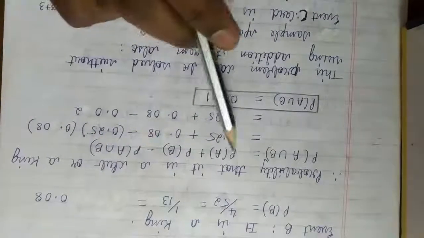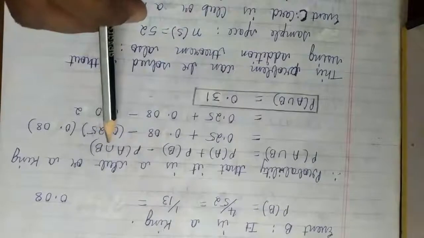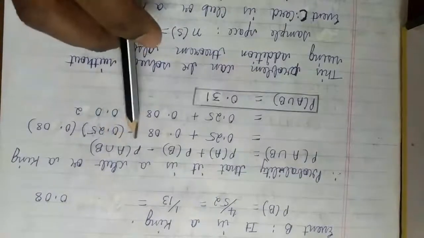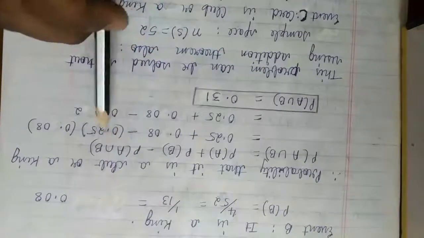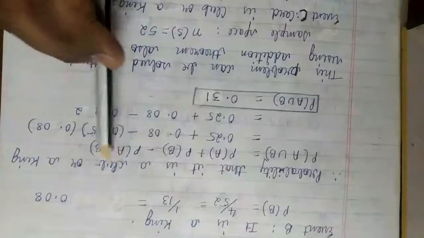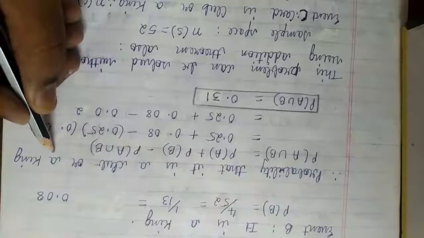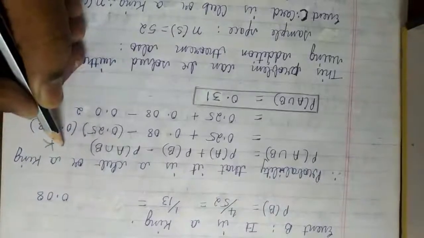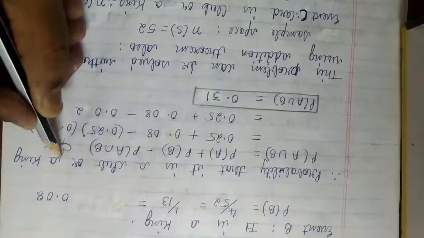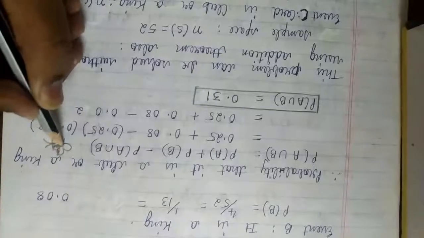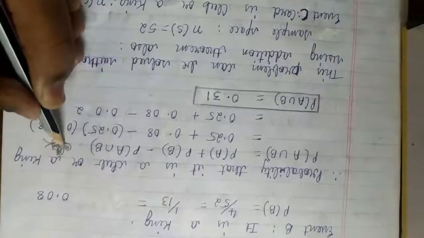So this entire formula is there. Why this is there is because non-mutually exclusive events are there. Non-mutually exclusive events means there are possibilities that it can be a club also and king also. For example, it can be a club, king of clubs.